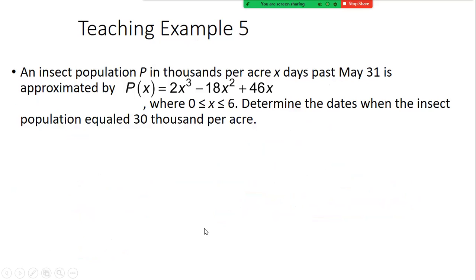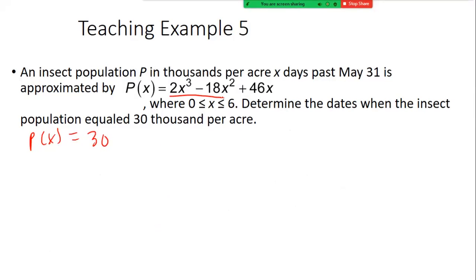So we're gonna do a real world example. It says an insect population P in 1,000 years per acre, x days past May 31st is approximated by P equals 2x cubed minus 18x squared plus 46x, where x is between 0 and 6. Determine the dates when the insect population equal 30,000 per acre. Okay, so we're looking for when does this equal 30,000 per acre? So we're looking for when does P of x equal 30?